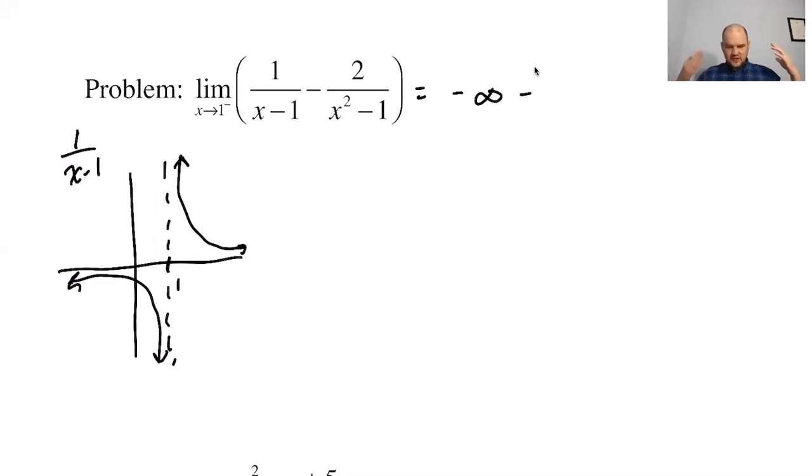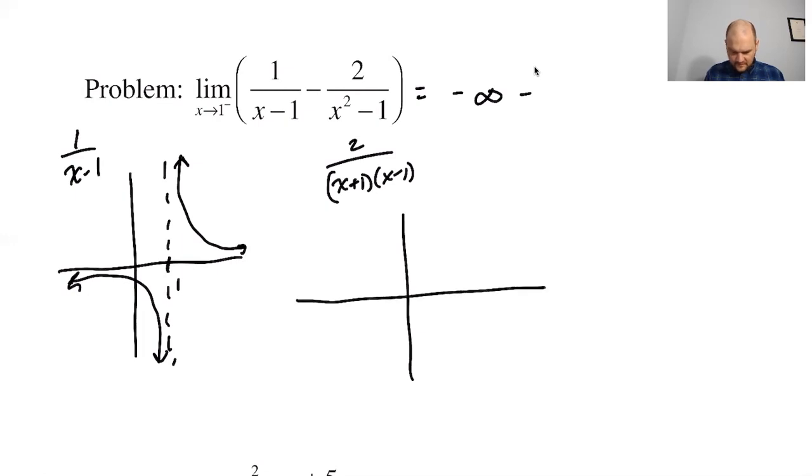All right, I'm going to think of it as 2 over x squared minus 1, which is 2 over x plus 1, x minus 1. I don't know that I really want to graph this whole thing. It has vertical asymptotes at negative 1 and 1. I know that if I go to infinity, I'm going to get 0. Let's put in the asymptotes.